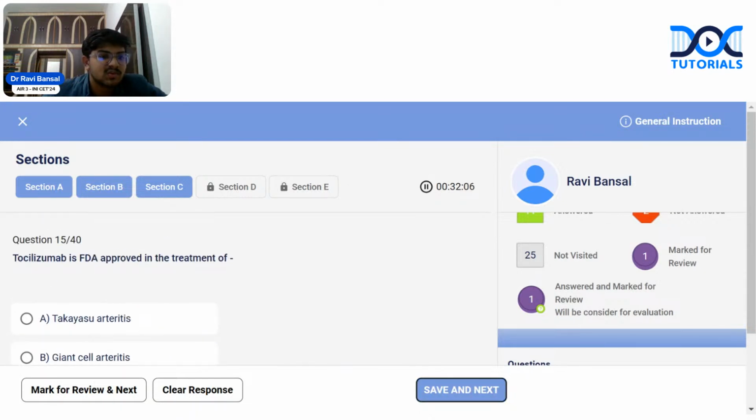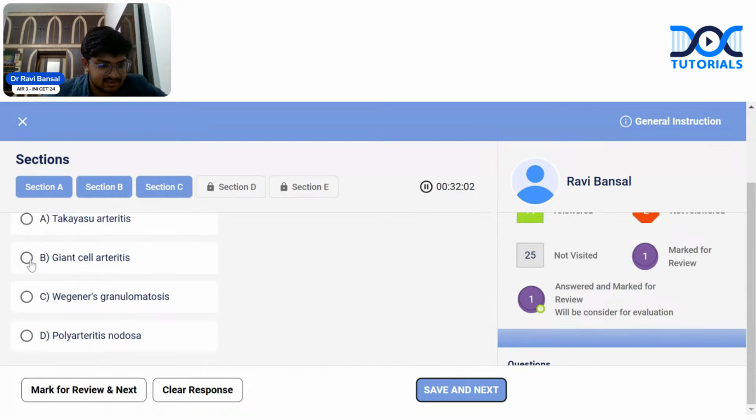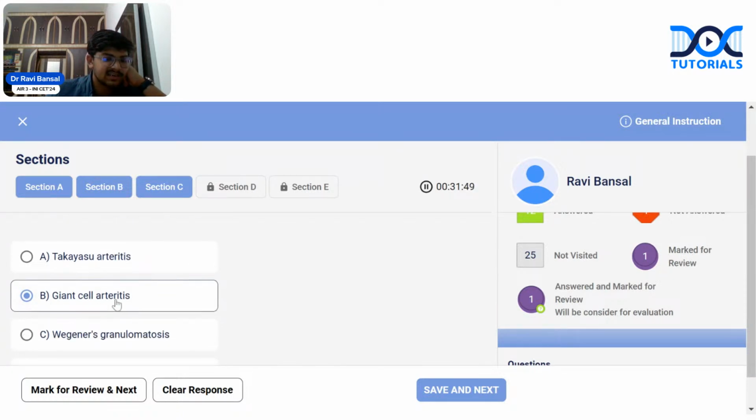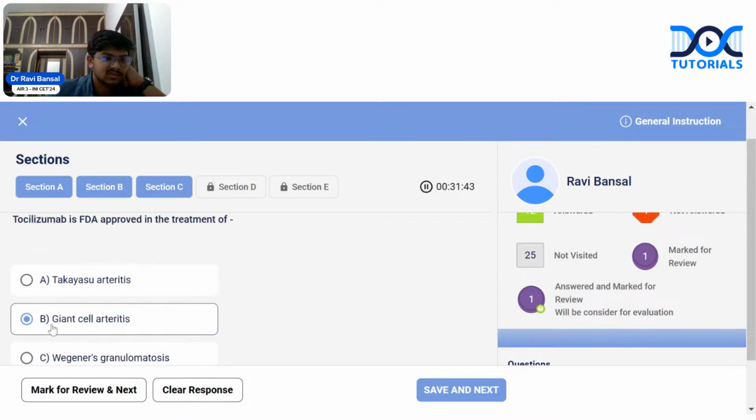Tocilizumab is FDA approved in the treatment of, we use tocilizumab in giant cell arteritis. So we only read this in giant cell arteritis. Takayasu, I remember using tocilizumab in Takayasu arteritis, but FDA approved, I think giant cell arteritis is the better option. Wegener's and polyarteritis nodosa, I don't think we use this. So FDA approved, I think it is in giant cell arteritis.